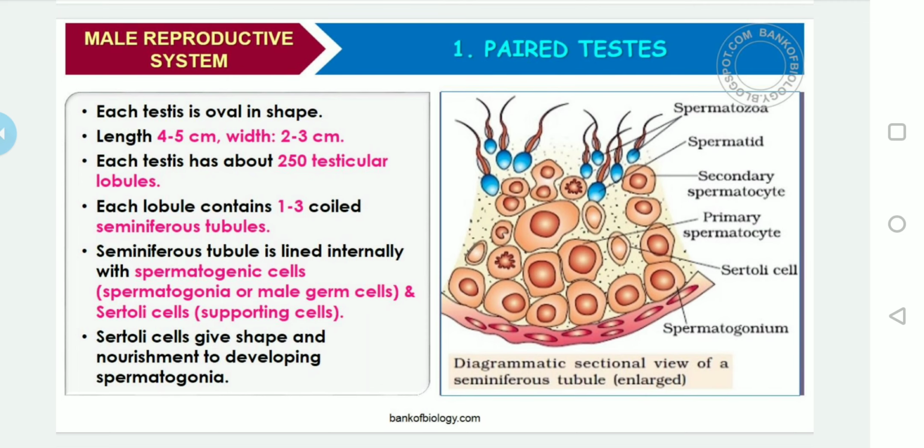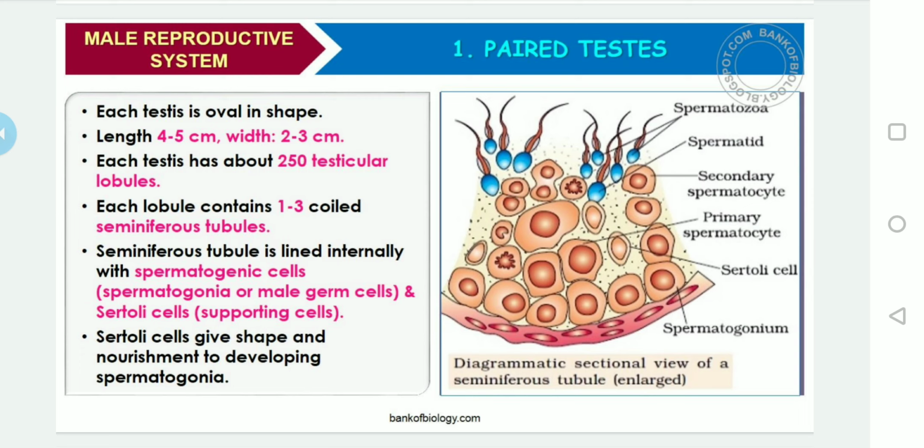See, if you observe the diagrammatic sectional view of the seminiferous tubule, this question they may ask in theory as well as practical. It is necessary. So what will it be containing? As I was telling, each testis is oval in shape. And what is the length?